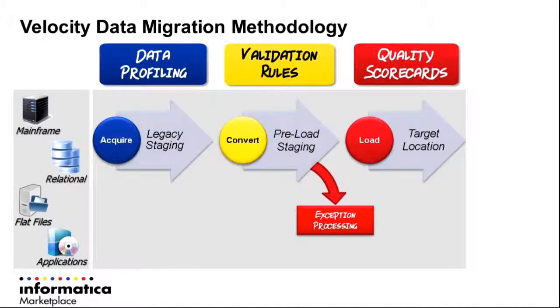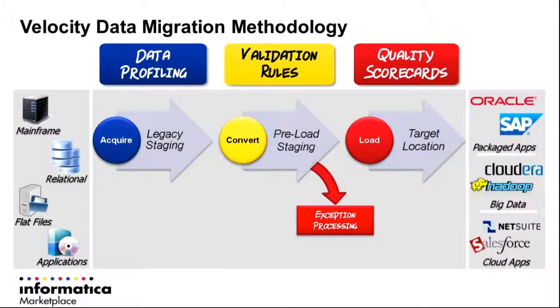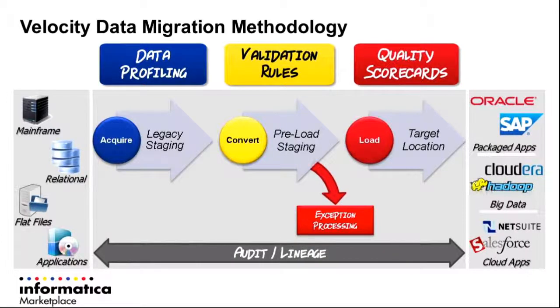Finally, we'll take the data and load it into our target location, whether that be a packaged application, a big data appliance, or a cloud application. In that phase, we'll want to run a quality scorecard. We'll want good metrics and insight into how well the migration has been completed and what sorts of issues were encountered. Throughout this process, we have the audit and the lineage, so at every step we can see success and failure metrics, exceptions, and trace the data from source to target. So this is the overall Velocity data migration methodology.